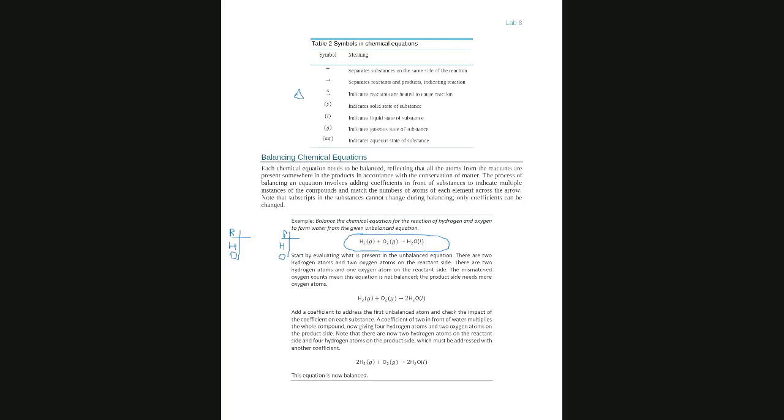Let's see. Hydrogen. How many hydrogens do I have on the reactant side, the way it's written in here? Somebody can text me. On the reactant side, how many hydrogen atoms do you see? I count here. I count 2.